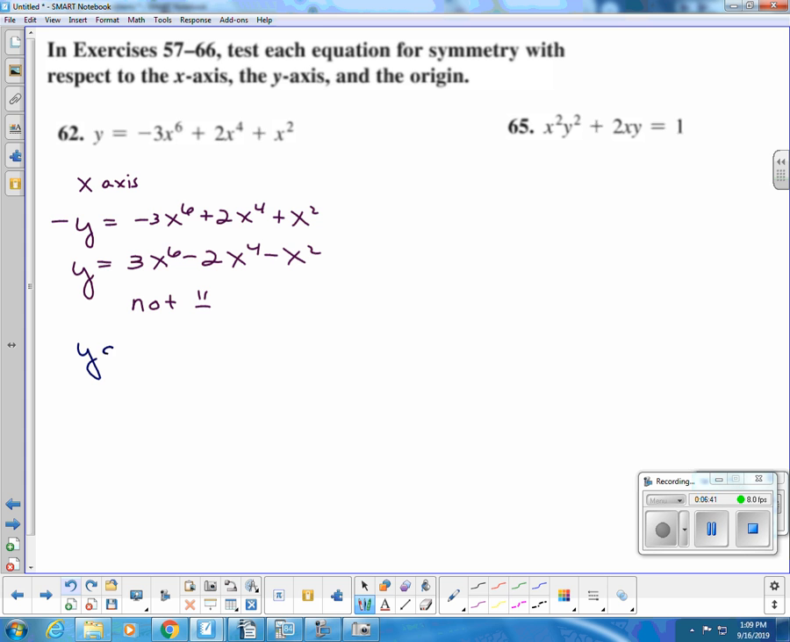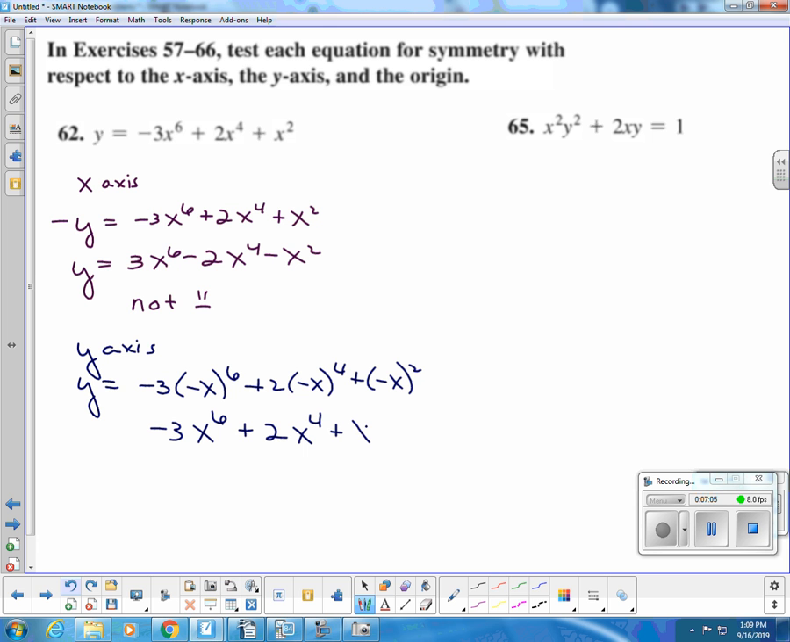And then you're going to do the y-axis. And before anyone asks me, do we have to show all that work? Yeah, you do. Because that's what we're in. We're in work class. So we're going to plug in a negative x. Okay. All the even exponents that I see are going to bounce those negatives. So does it look like the original? Yes, so yes, this is symmetric to the y-axis.